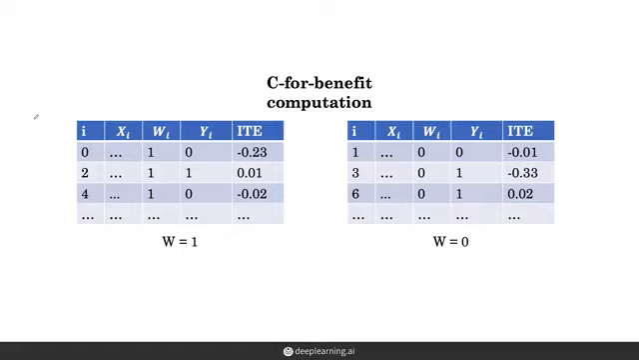Now that we've gone through an example of how to compute the C for benefit by hand, let's see how we would process data to perform this computation. So we can split our RCT data into two groups, one that contains patients that got treatment and the other that contains patients that didn't. For each of the patients in both groups, we can now also use methods like the T-learner or the S-learner to estimate the treatment effect for each of the patients.